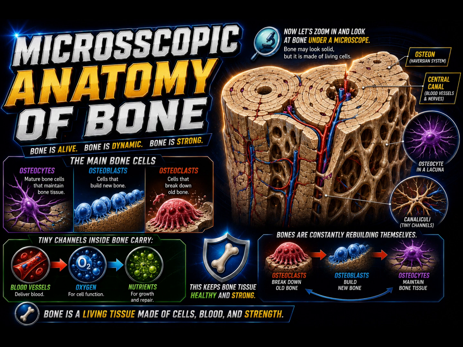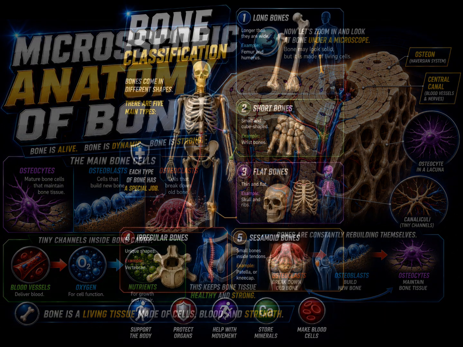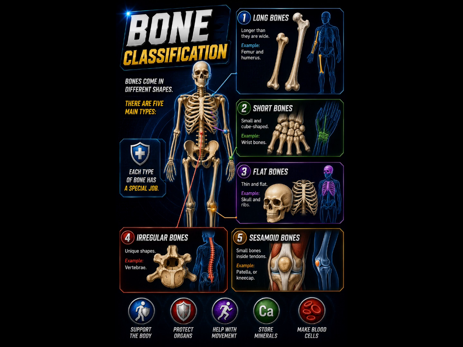Bones are constantly rebuilding themselves. Tiny channels inside bone carry blood vessels, oxygen, nutrients. This keeps bone tissue healthy and strong. Bone classification. Bones come in different shapes. There are 5 main types.